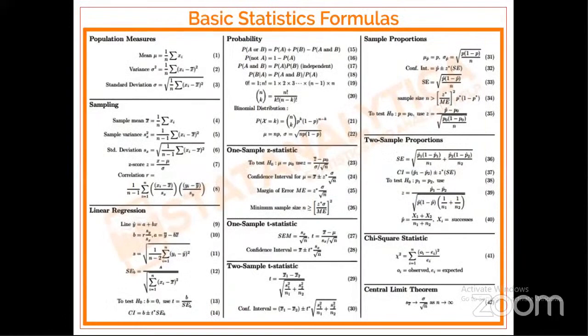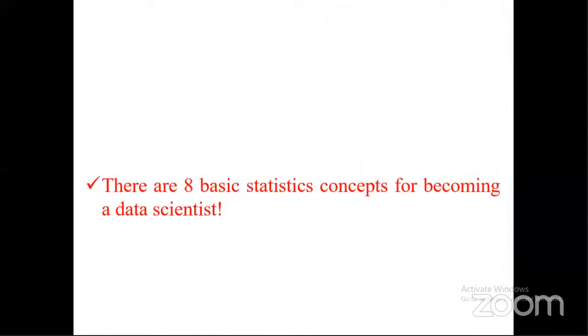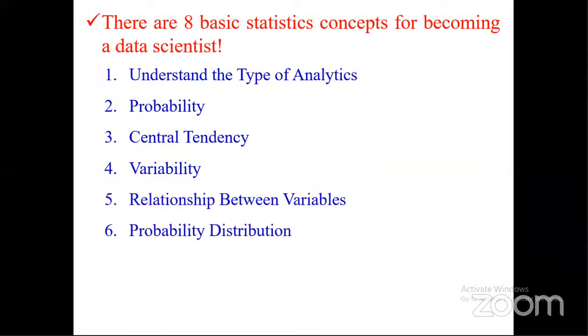So these are the basic statistics formulas we are using. Population measures like mean, variance, standard deviation. In sampling, we are using sample mean, sample variance, standard deviation, Z score, correlation. In linear regression, we are using formulas; probability, like binomial distribution; one sample Z statistic; confidence interval formula; margin of error formula; minimum sample size; one sample T statistic; two sample T statistic; sample proportions; two sample proportions; chi-square statistic, etc. So there are 8 basic statistics concepts we are using in order to become a data scientist.